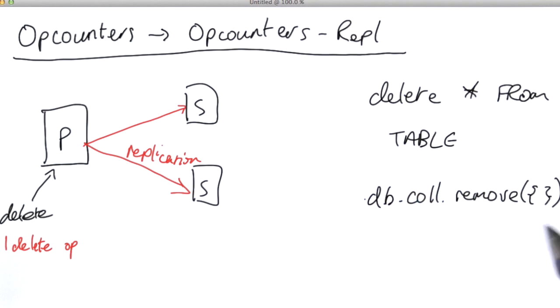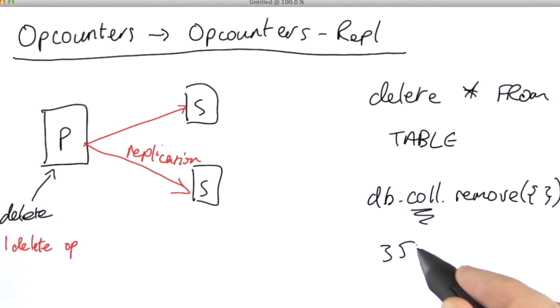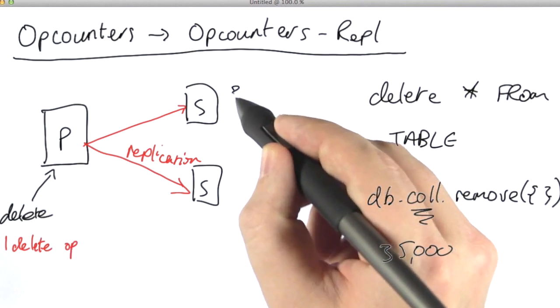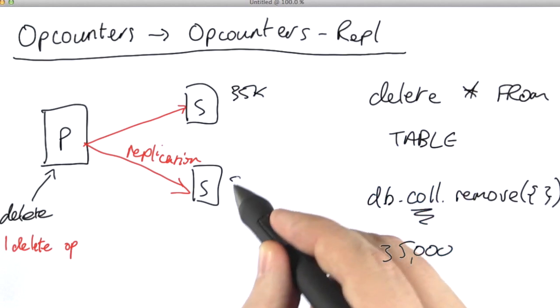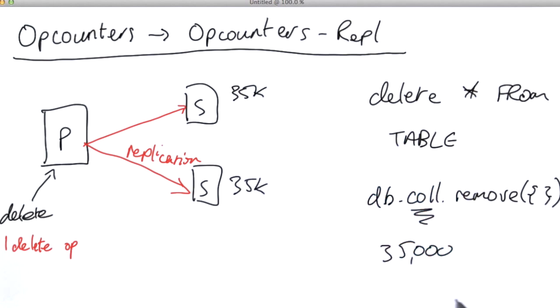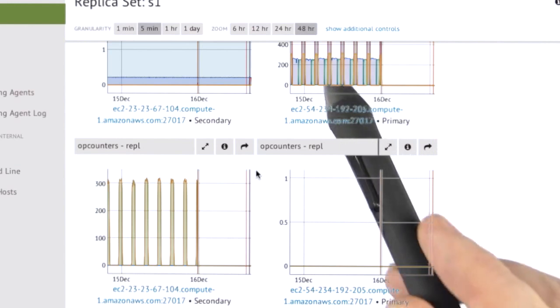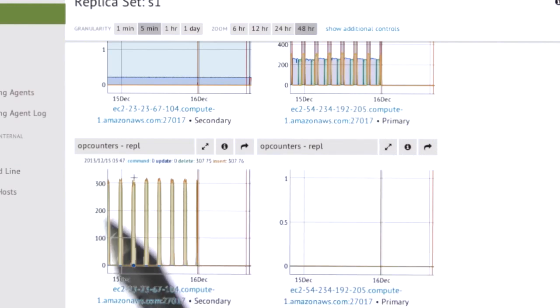are actually being touched. So you can imagine if this collection has, let's say, 35,000 documents in it, and you do a delete star from or a remove and you delete all of them, you get one delete op on the primary and you will get 35,000 replicated operations on each secondary. So in the example that we looked at, there's a pretty direct relationship between the amount of inserts and then the replicated ops that are going on here on this secondary.